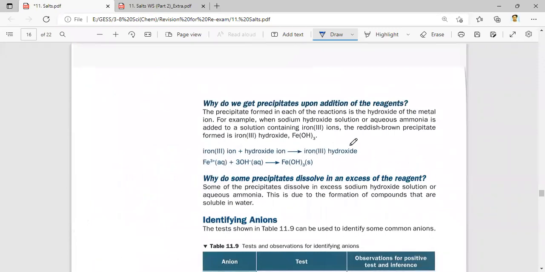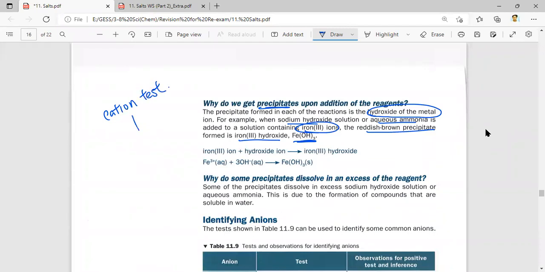So why do we actually get these precipitates? These precipitates that we actually get are the hydroxides of the metals. So if we add sodium hydroxide or aqueous ammonia to iron 3 ions, the reddish brown precipitate is actually iron 3 hydroxide. So take note, whenever you do a cation test, the precipitates that are formed are hydroxides. It's just what is the metal that's present, so what metal hydroxide is it?